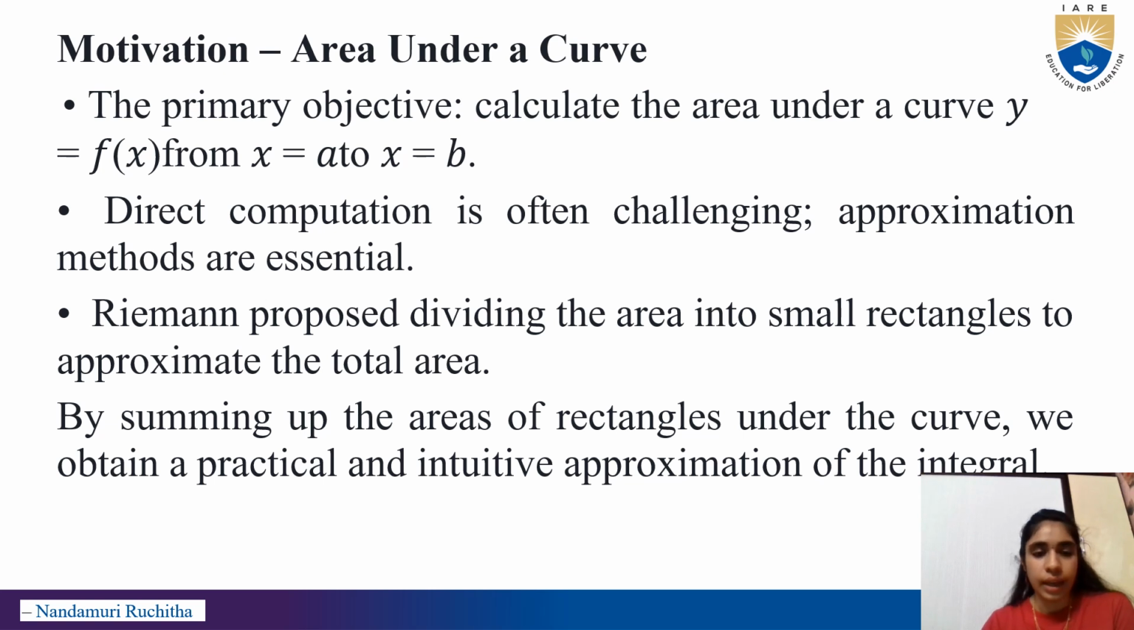Motivation. Area under a curve. The primary objective: calculate the area under a curve y = f(x) from x = a to x = b. Direct computation is often challenging. Approximation methods are essential. Riemann proposed dividing the area into small rectangles to approximate the total area. By summing up the areas of rectangles under the curve, we obtain a practical and intuitive approximation of the integral.